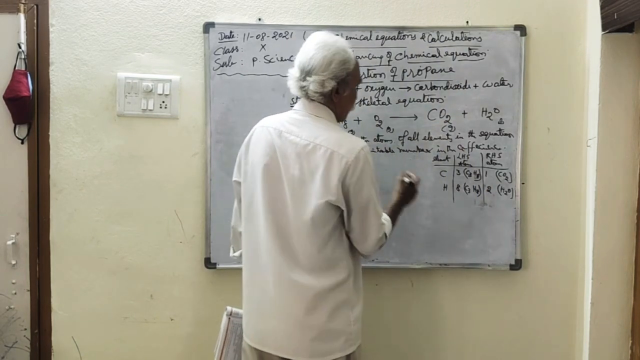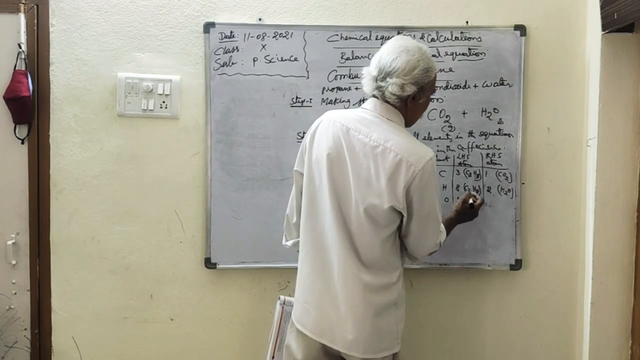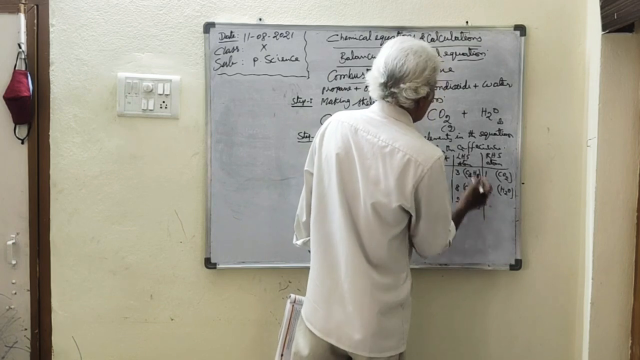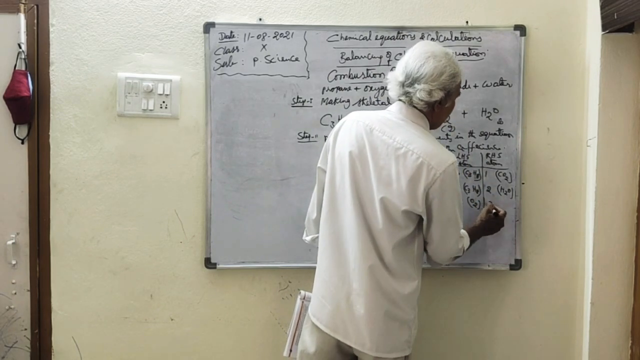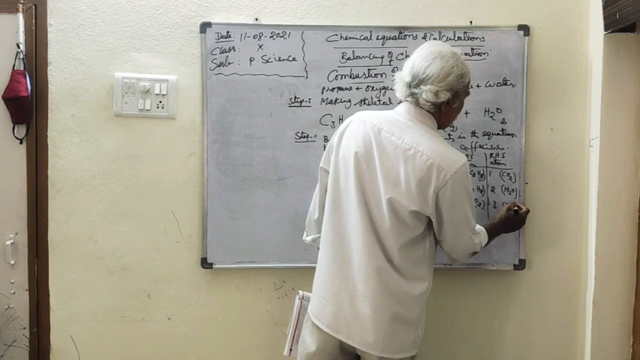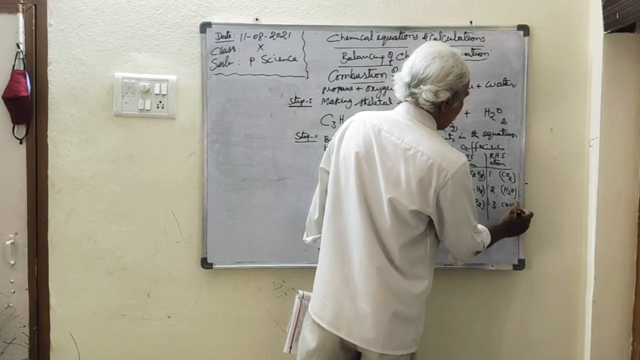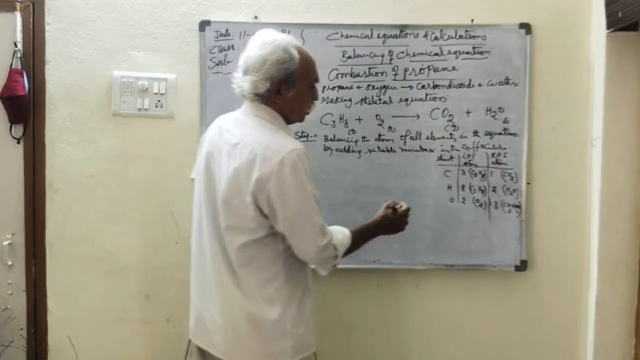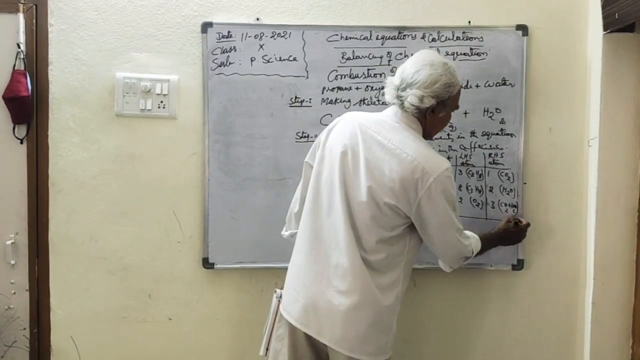And third one is oxygen. Only 2 atoms are present from O2. Here in this case, 3 atoms are present from CO2, 2 atoms from H2O, 1 atom, total there are 3 atoms present. So, we should balance the equation.